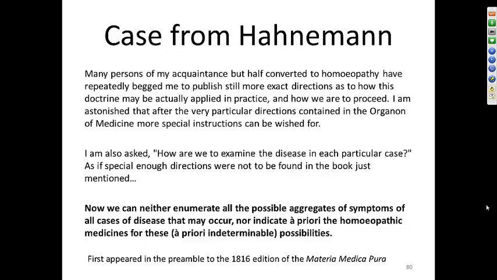So Hahnemann's thinking, well, why do you need me to show you a case? I've clarified fully exactly what to do in the Organon. Then he continues, "I am also asked, how are we to examine the disease in each particular case? As if special enough directions were not to be found in the book just mentioned. Now we can neither enumerate all the possible aggregates of symptoms of all cases of disease that may occur, nor indicate a priori the homeopathic medicines for these a priori indeterminable possibilities."